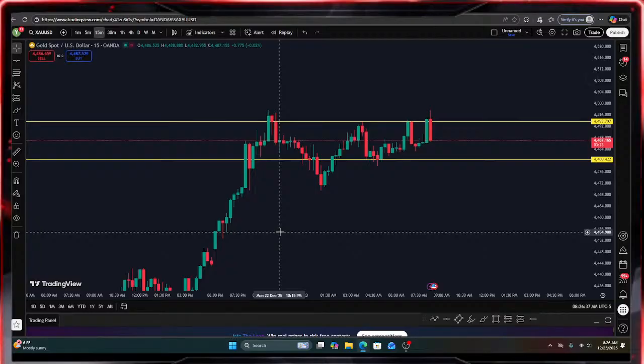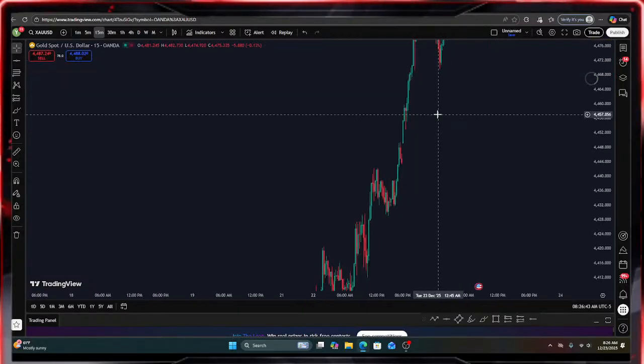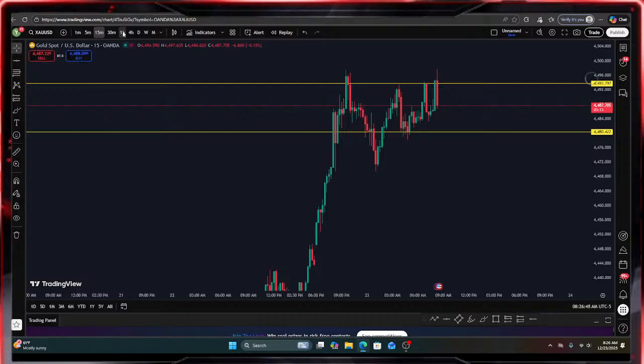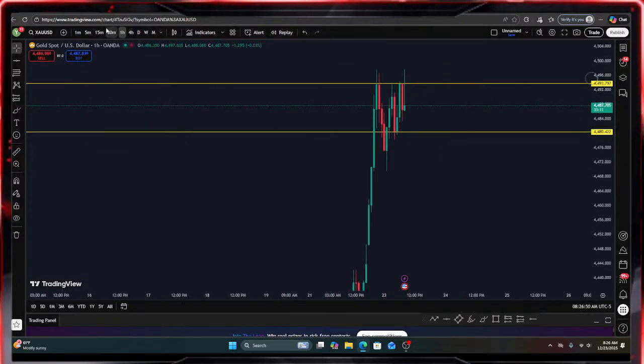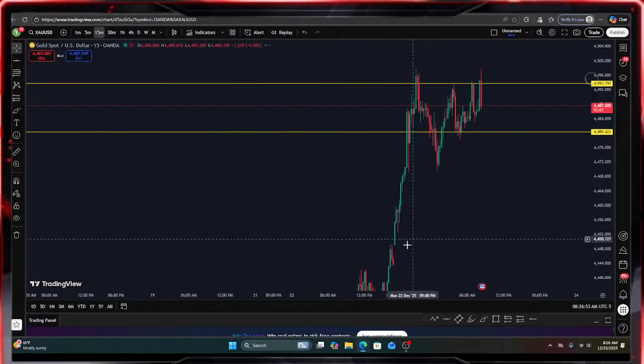Yo, they already have some levels marked up in chat. Basically, we're in an uptrend. Price is bullish right now. Clearly an uptrend, but price pushed up and we started to range, as you can see.